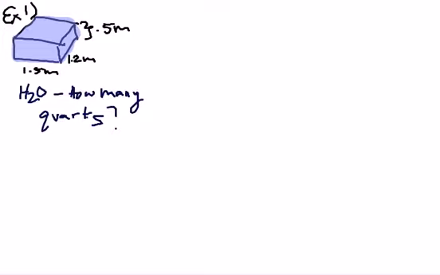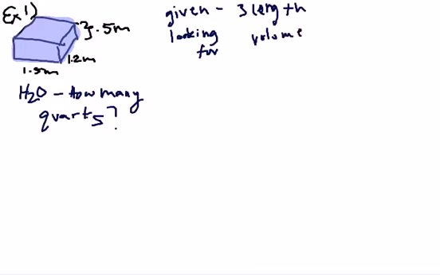Alright, so looking at this problem, we have some sort of rectangular prism that's holding water, and the question is how many quarts does it have? So first of all, we are given 3 lengths. We're given the height, the width, and the length. What we are looking for is the volume in quarts. So we're given 3 lengths in meters, and we want to get down to quarts.